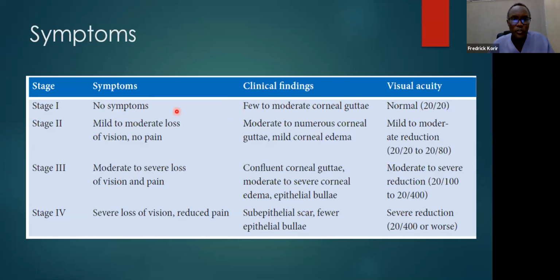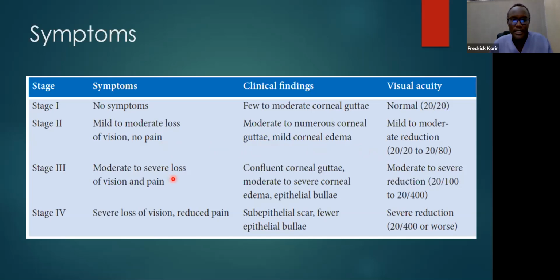In these patients with stage 1, they have no edema. They still have adequate endothelial cells to keep the cornea dehydrated. But if you examine them, they have moderate guttae. Usually they start in the center, and they will have good vision, 20/20. In stage 2, you're starting to have a little bit of edema into the stroma. It's not painful because you're not having bullae, and they have a moderate reduction of vision. Because the cornea is affected, there's a little bit of glare, and vision is slightly affected, 20/20 to 20/80.